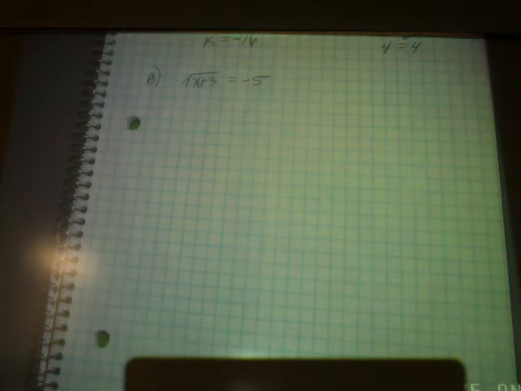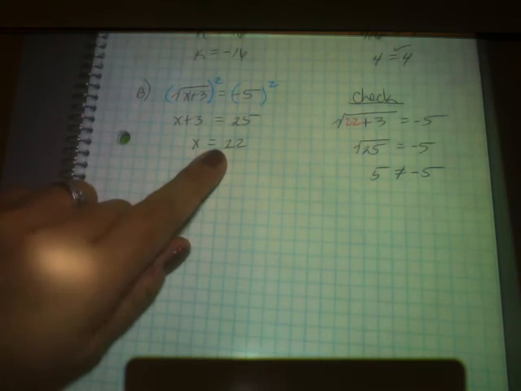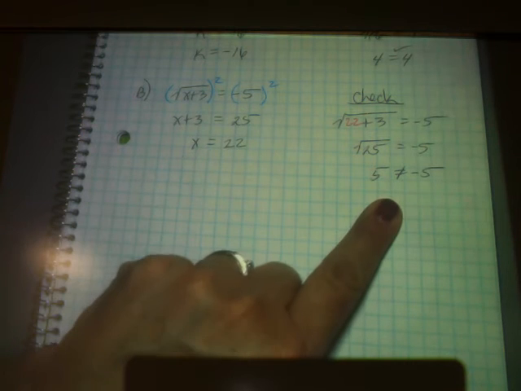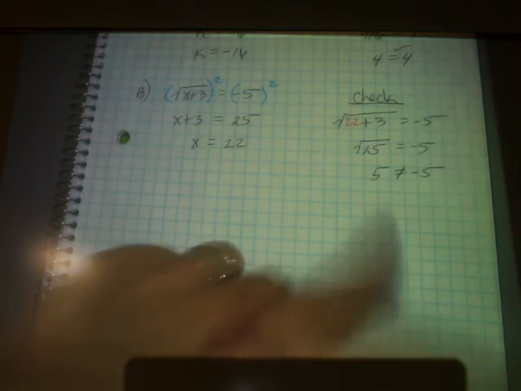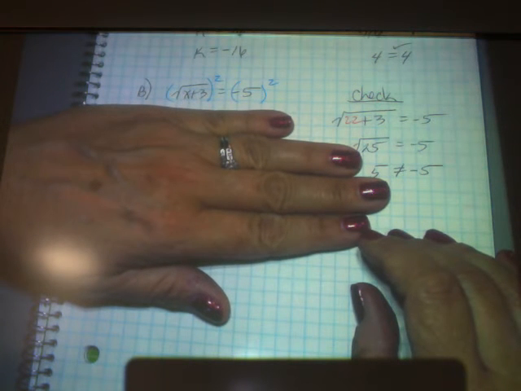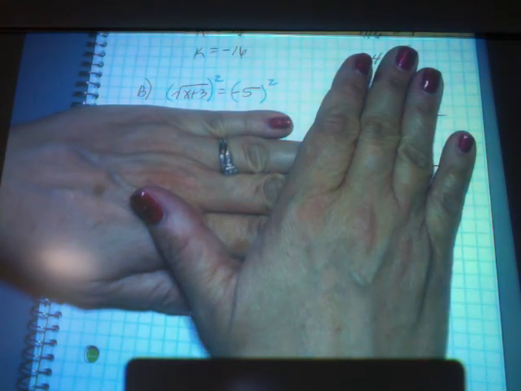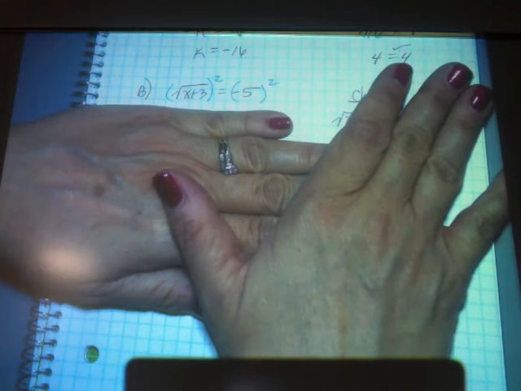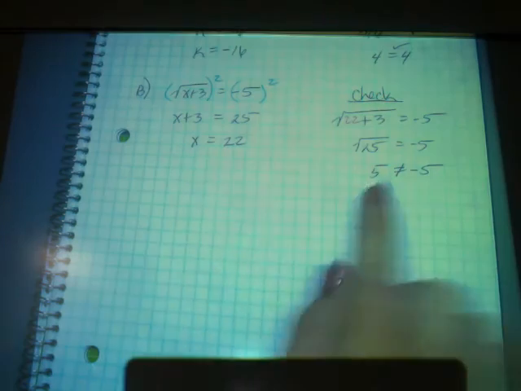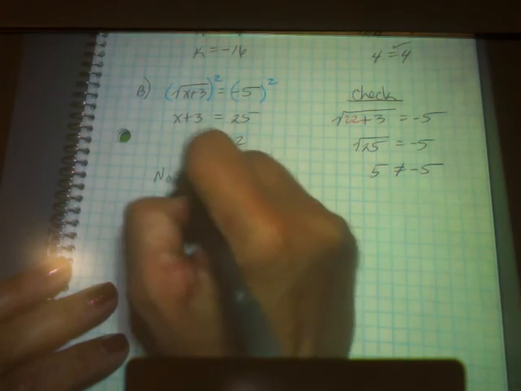What solution did you get? 22? Does that work? You do get 22 as an answer, but does it work? No. And you could have just stopped right here and said there's no solution. Why? From the very beginning, you could have done no work and said there's no solution. Why? Yeah, when you take the square root of something, you're not going to get a negative number. It's not possible. So that's why the 22 doesn't work in here, and my answer has to be no solution.